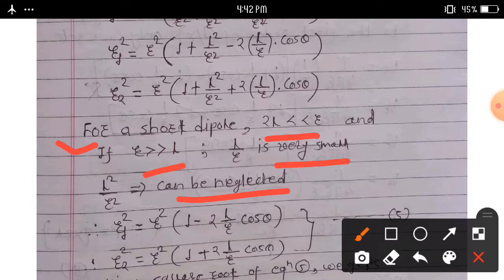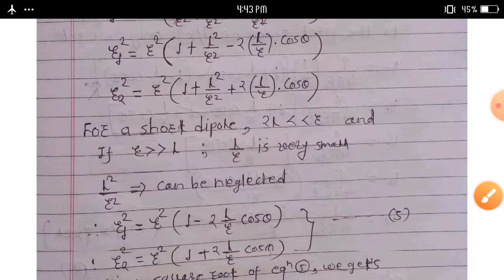Then from this we can write r1² is equal to r² into (1 − 2l/r cos θ), and another equation, r2² is equal to r² into (1 + 2l/r cos θ), because here l²/r² can be neglected.